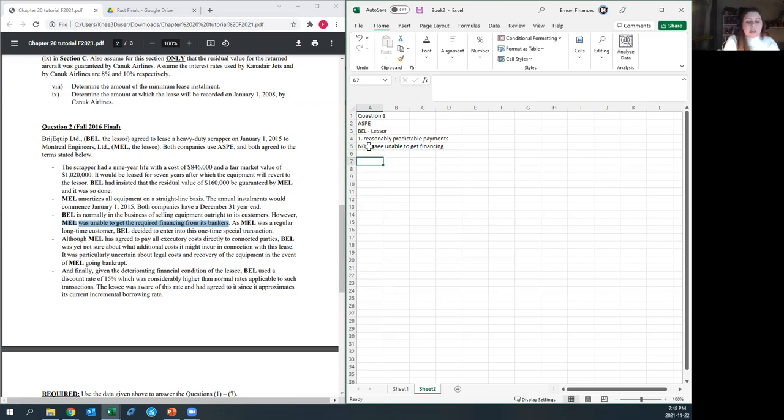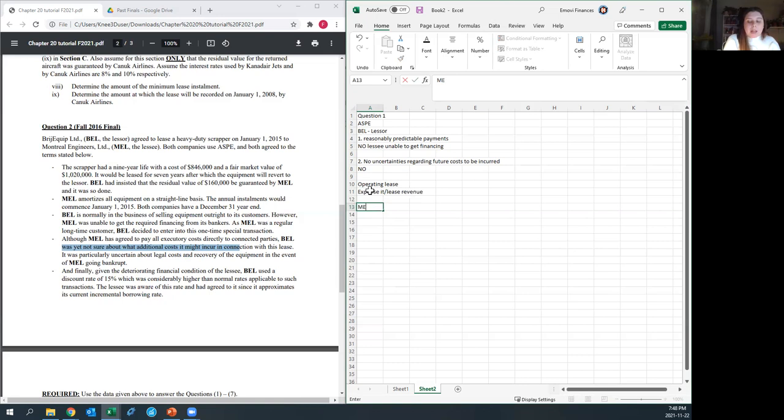And two, are there no uncertainties regarding future costs to be incurred? It said that Bell wasn't yet sure about what additional costs it might incur in connection with this lease. So this is also a no. So they're both not working, so this is going to be an operating lease. Even if this one was yes and this one was no, it would have been an operating lease. So that means that we're going to expense it, and record lease revenue.